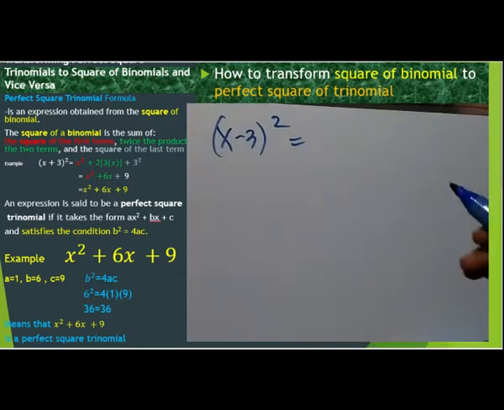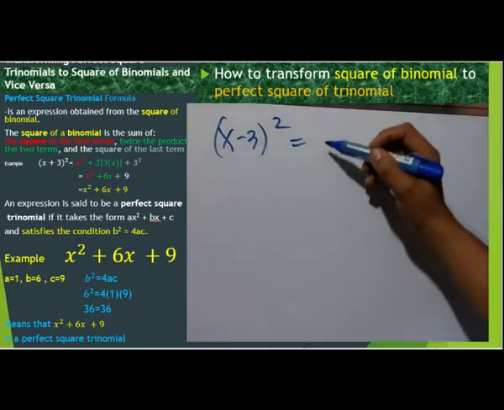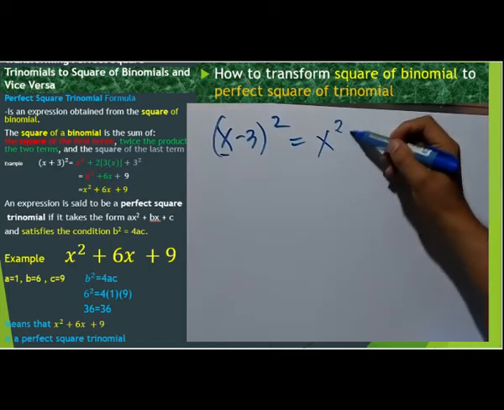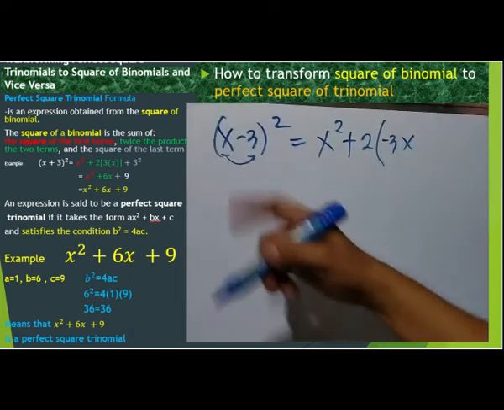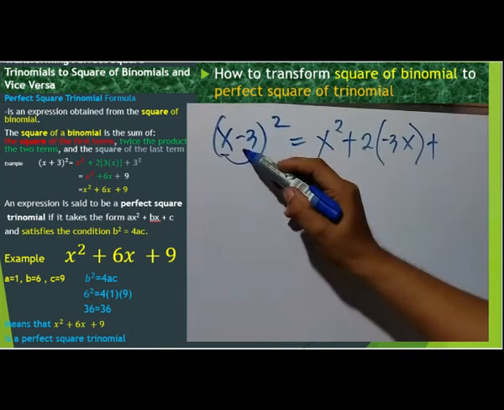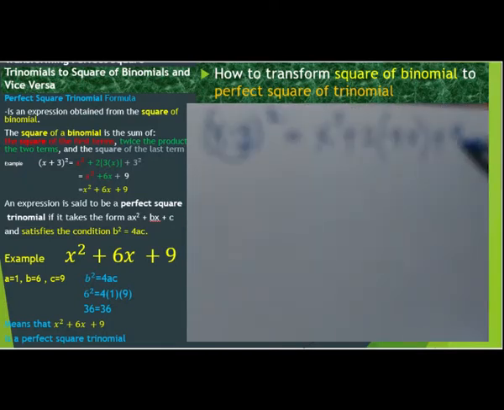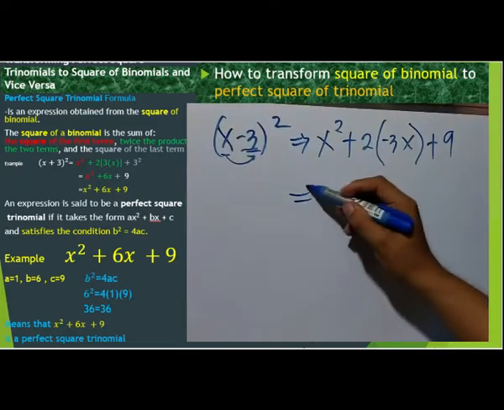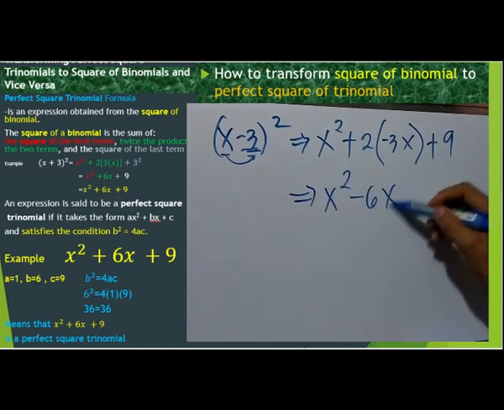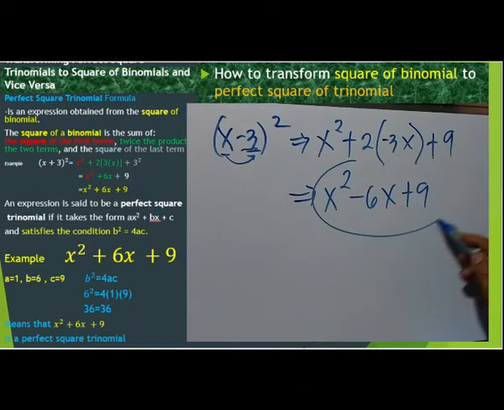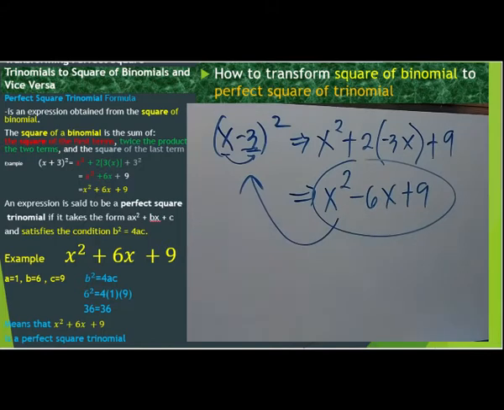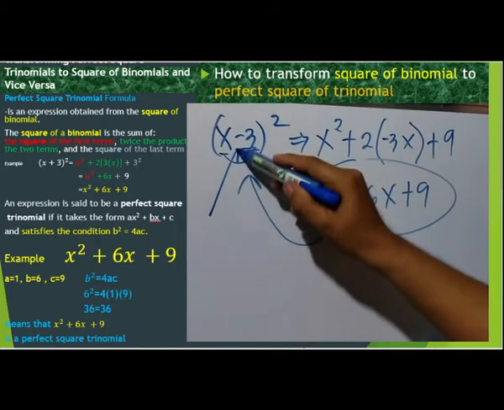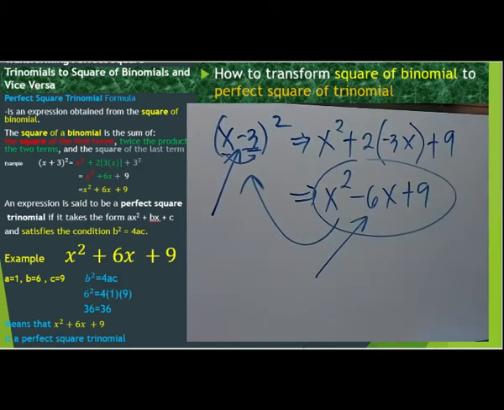So we have the square of x minus 3. We have the square of the first term, x squared, plus twice the product of the first and the second, that is negative 3x, x times negative 3. Then plus the square of negative 3. Negative 3 squared is 9. So we have x squared minus 6x plus 9. So this is now the perfect square trinomial equivalent to the square of x minus 3. Take note that if this one uses minus, the linear term will also be minus. Just take note of that.